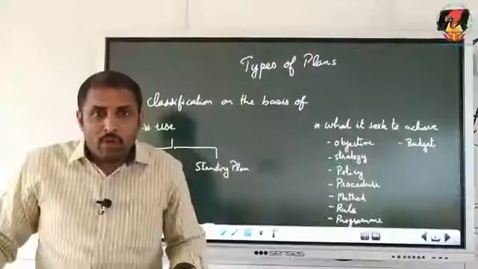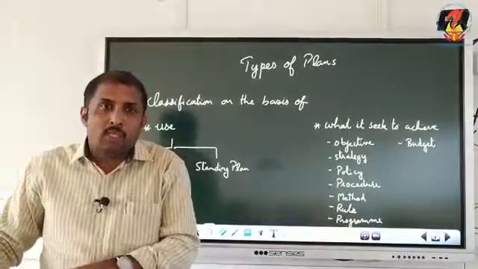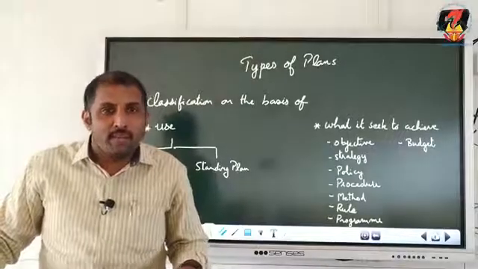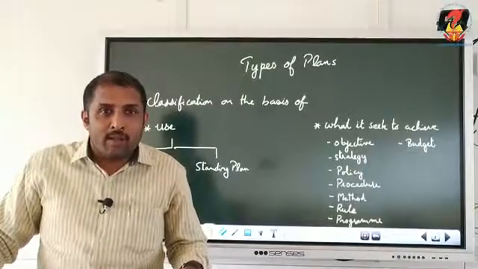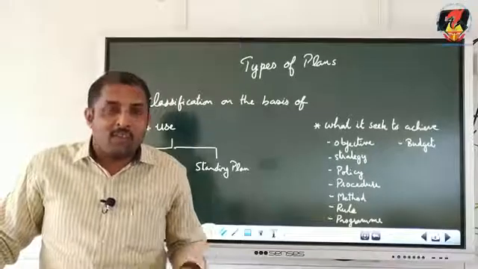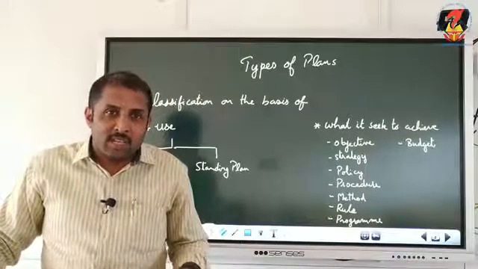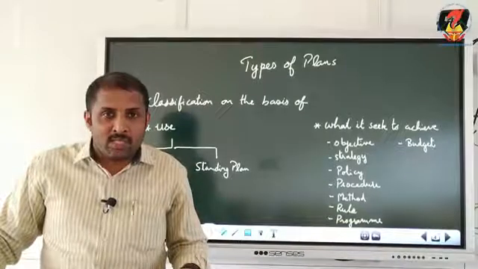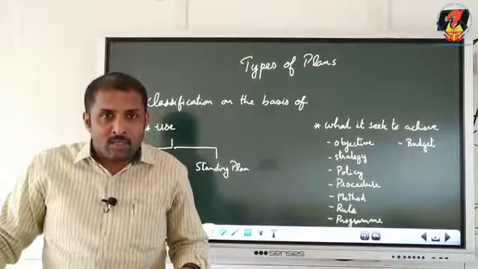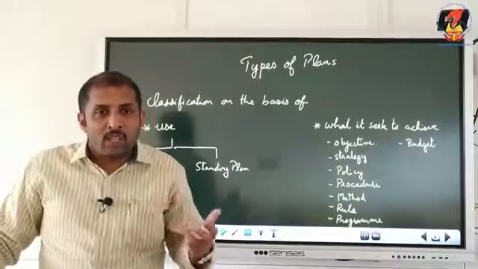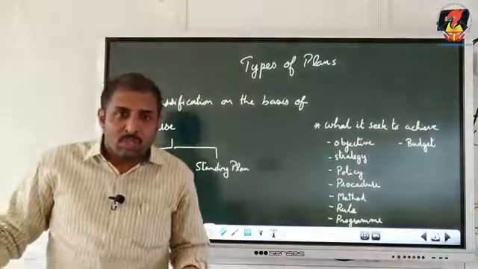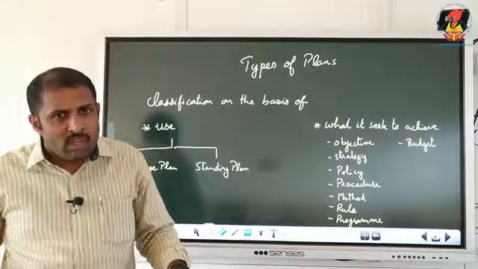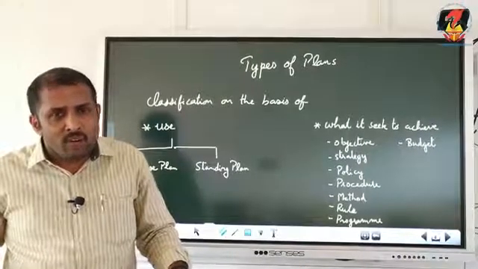We are moving on to the last topic in the chapter of planning, and that is types of plans. There are various types of plans, various methods which we can use in order to achieve objectives, and it can be classified on a number of bases.